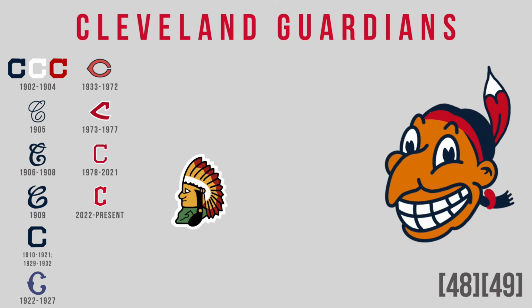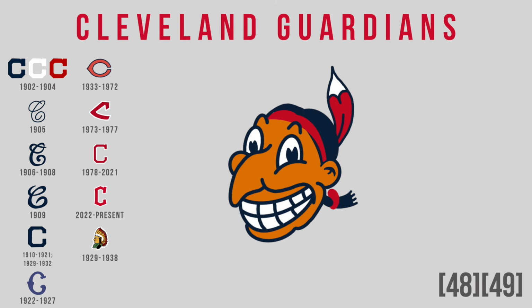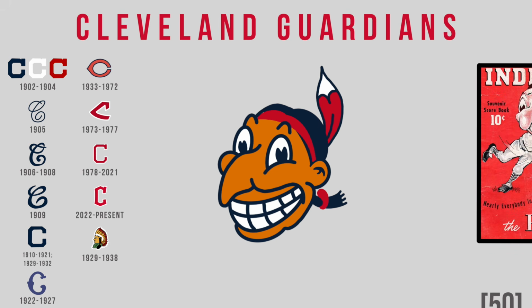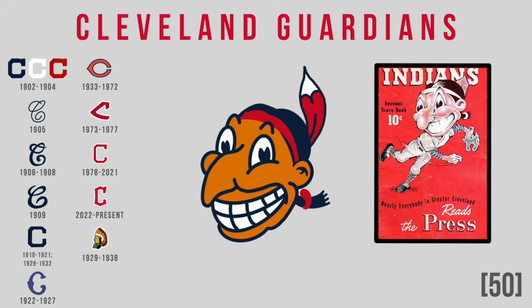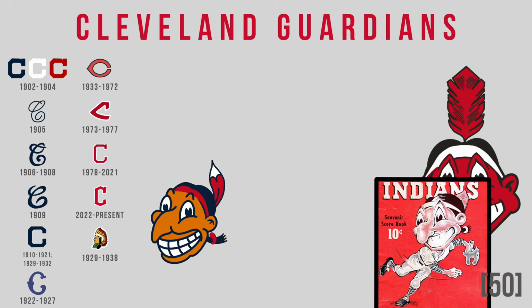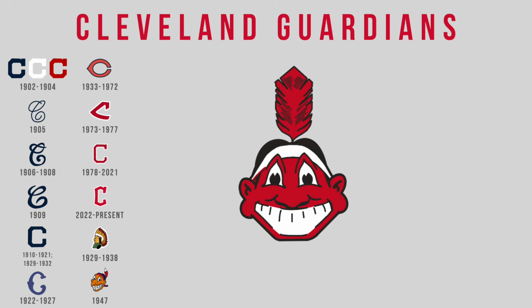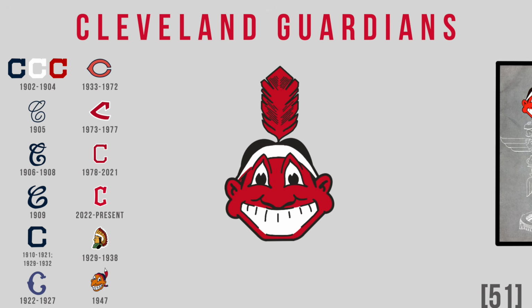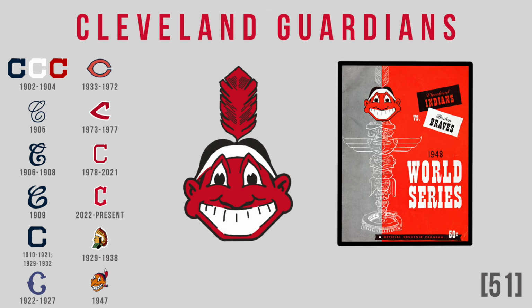In 1947, the Indians introduced the first Chief Wahoo logo design, a cartoon caricature of a Native American with a single feather, which appeared on the sleeve of the team uniforms and in print. In 1948, the logo became a more cartoonish caricature with the Indians logo facing forward in the team's red color. Here is the logo used on the World Series program from that season.